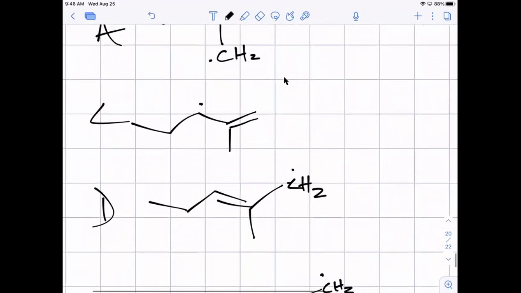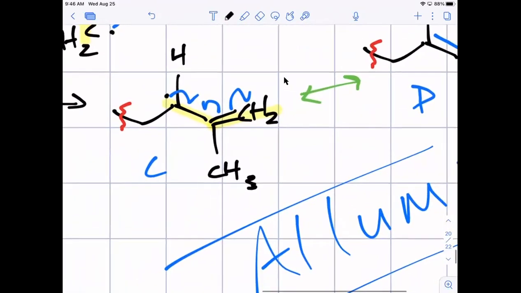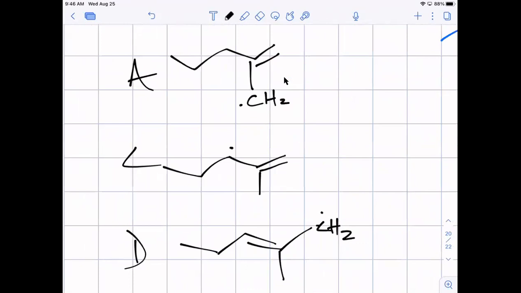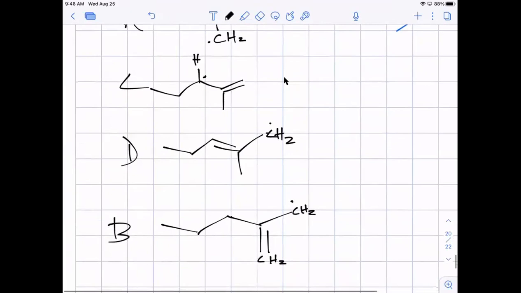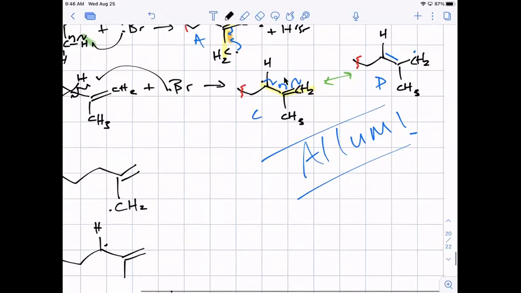And then C is this radical right here. I just didn't write the hydrogen in, but you can see it right there. And I'll cut down the confusion. And then B is the resonance form of, I'm sorry, is it B? No, D. D is the resonance form for C, right?